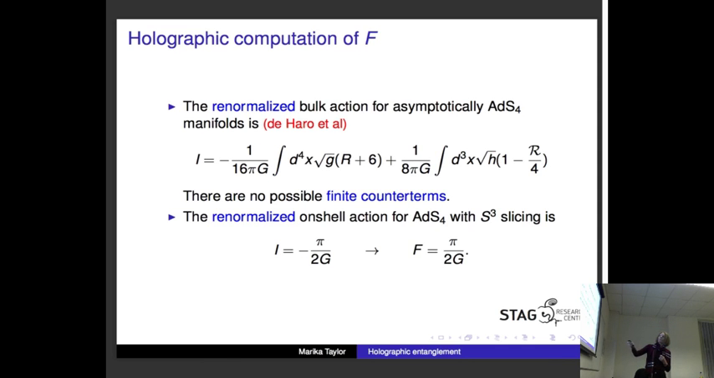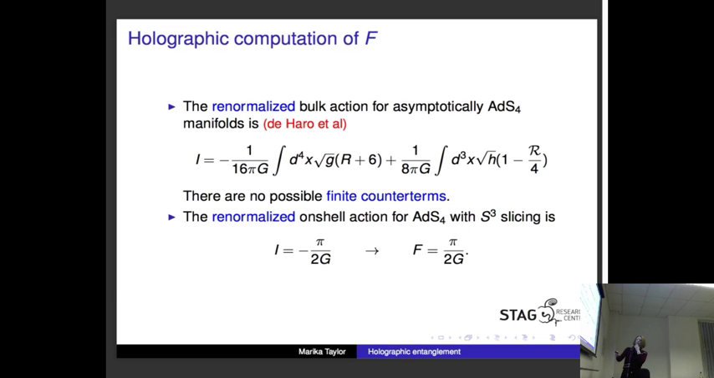And about 15, 16 years ago, Sebastien and others systematically showed us how to do that. If you want to calculate the renormalized bulk action of AdS4, which calculates the partition function of a CFT, you use the Einstein-Hilbert action and then add certain boundary terms to it. And what we showed is that there are no possible finite counterterms. These terms all contribute terms which behave as powers of the cutoff epsilon.